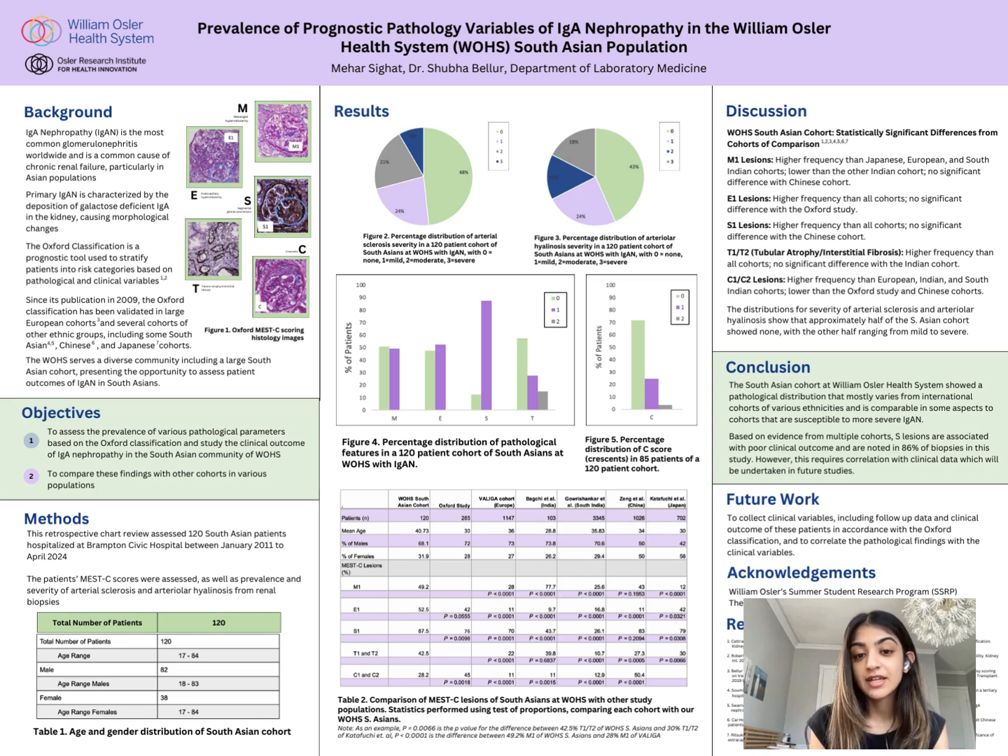Primary IgA nephropathy is characterized by the deposition of galactose-deficient IgA in the kidney, which can cause morphological changes, and it's known to be particularly severe in Asian populations in terms of its symptoms and its progression.